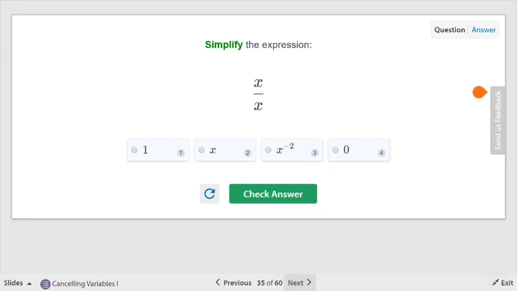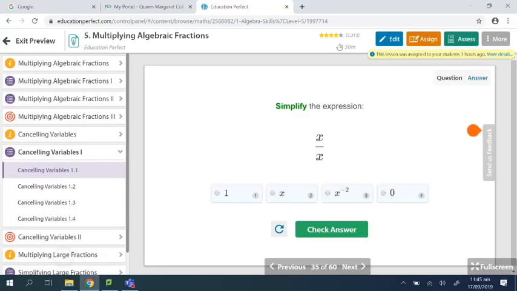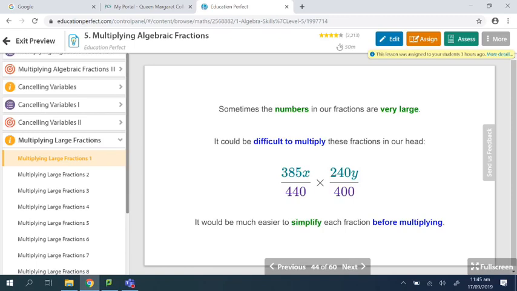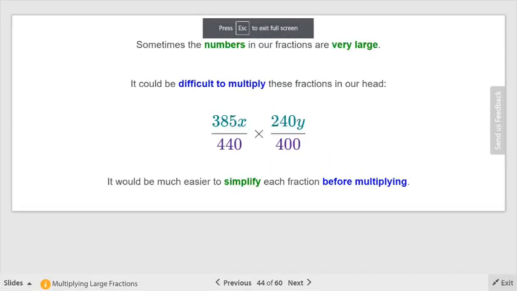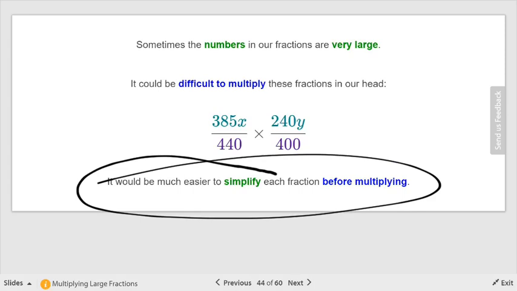Okay? All right, let's see what else they have. And here's the reason why it's so much easier to do it first. Look at these numbers. Okay? So, now, because the numbers got big, what did they decide to do?